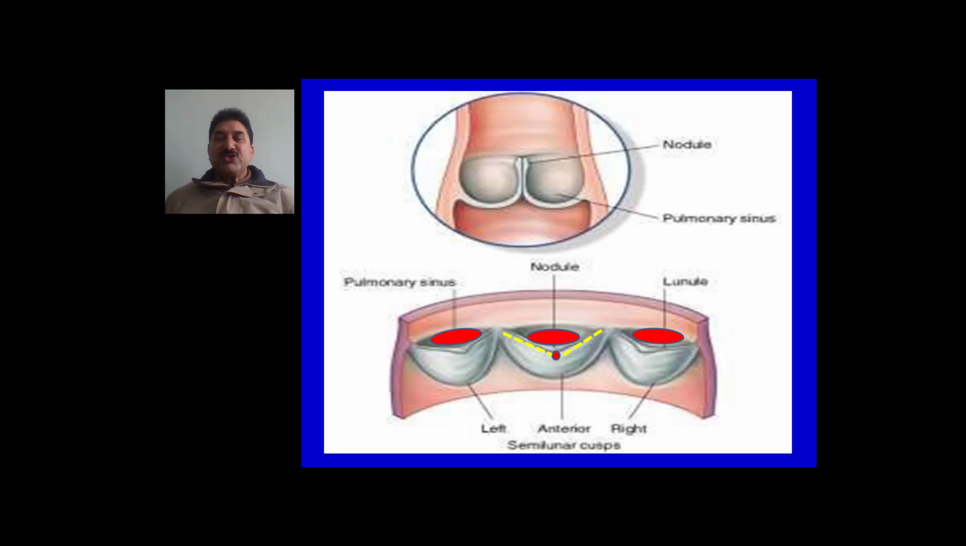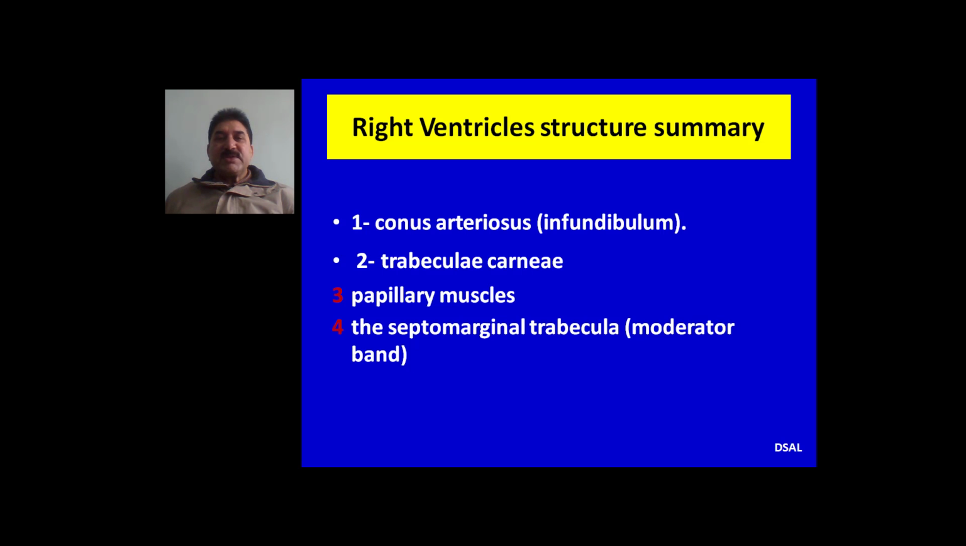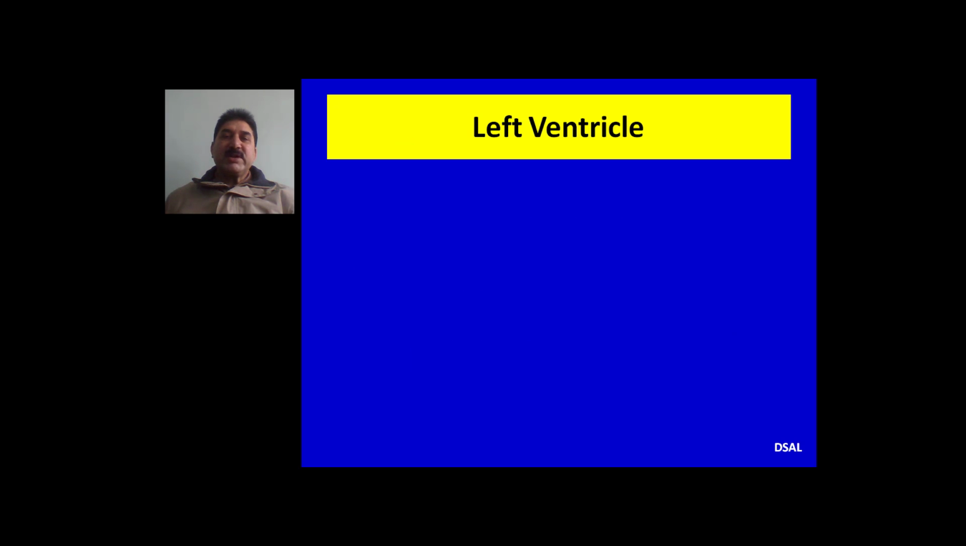Summary of the structure of the right ventricle. As already said, the interior of the right ventricle is U-shaped and has two parts. The outflowing part is called the infundibulum, also called the conus arteriosus, and the rough inflowing part bears trabeculae carneae. There are three papillary muscles in the right ventricle and two papillary muscles in the left ventricle. The septomarginal trabecula of the right ventricle, which extends from the septal wall to the base of the anterior papillary muscle of the right ventricle, is also called the moderator band.